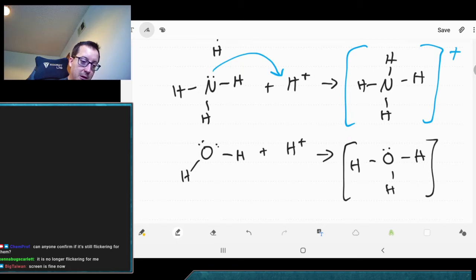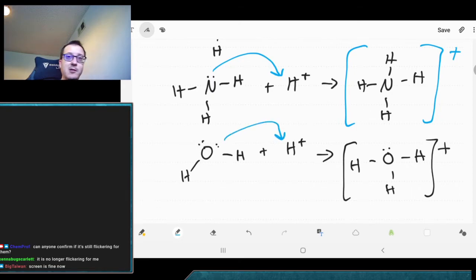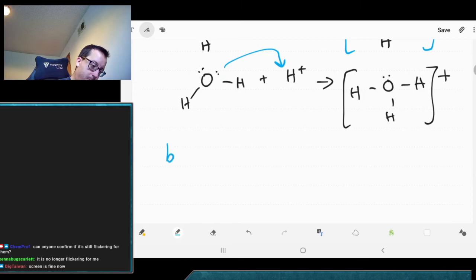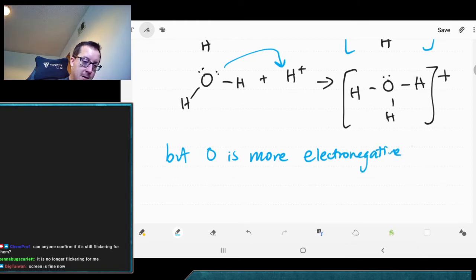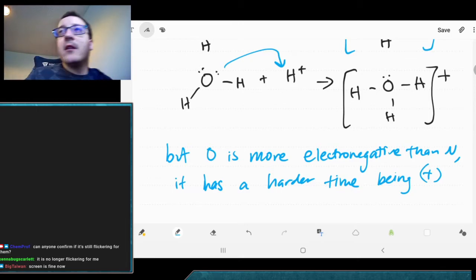That's, again, typically what we would see in reality. It'll be the same idea. We'll have a lone pair go and snatch up a proton and form a bonding pair instead. And now we have hydronium. But oxygen is more electronegative than nitrogen, and so it has a harder time being positive. So you don't typically see hydronium very often.